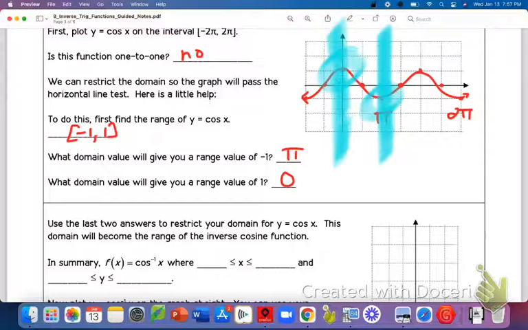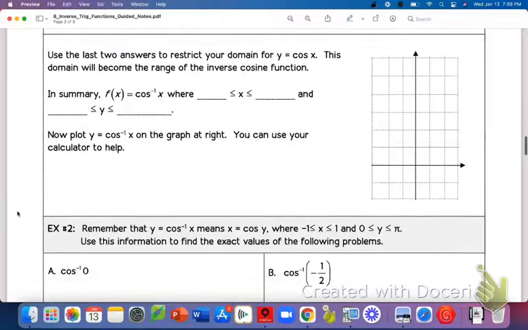So right there is the part of the function that I'm curious about. So we're going to make our domain of the inverse be the range of the original, so -1 to 1, which then would restrict my range to be 0 to pi. Okay, so let's go ahead and evaluate these using our unit circle.